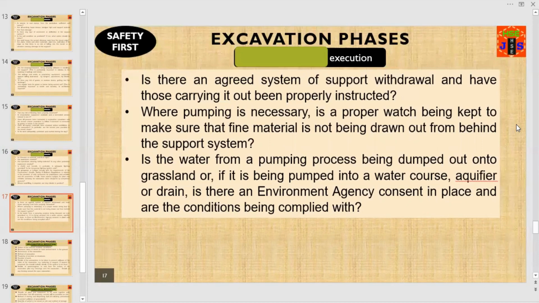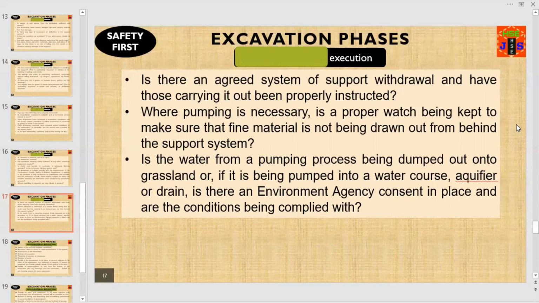Is the water from a pumping process being dumped out onto grassland, or if it is being pumped into a watercourse, aquifer, or drain, is there an Environment Agency consent in place, and are the conditions being complied with?